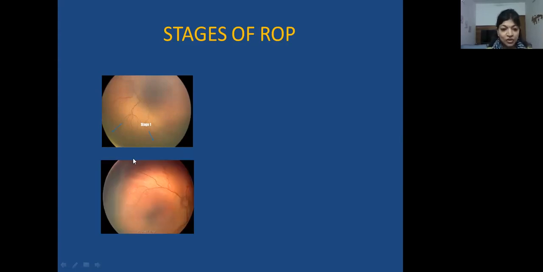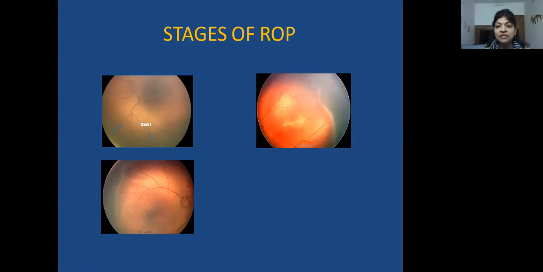This is a stage 2. Like this, the faint demarcation line has become more prominent. And when we examine the baby's eye, we would see this as a ridge that is slightly elevated from the retina. Stage 2 also doesn't require any treatment. We just call them back for review in a couple of weeks.